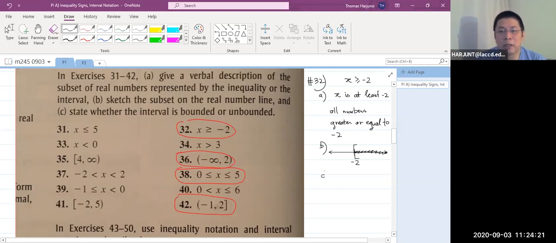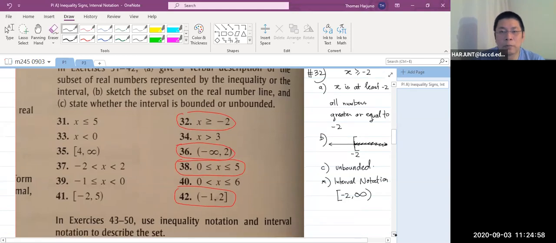Okay, part C, is it bounded or unbounded? Well, it includes infinity. It goes all the way very far to the right, so it is unbounded. Okay, in interval notation, on the left-hand limit, it's -2, including -2. On the right-hand limit, that's infinity, and we never include infinity. That's why we use parentheses.